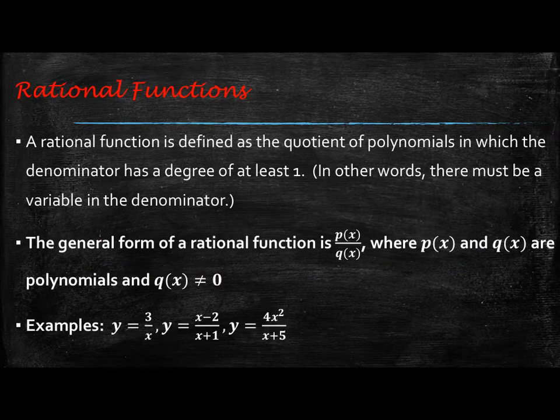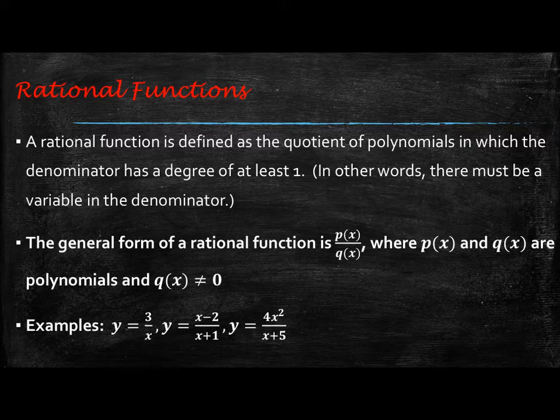Okay, a rational function is defined as the quotient of polynomials in which the denominator has a degree of at least 1. In other words, there must be a variable in the denominator. In simplest form, a rational function is going to be a fraction and you're going to have a variable in the denominator. The general form of a rational function is p of x over q of x, where p of x and q of x are polynomials and q of x cannot equal 0.